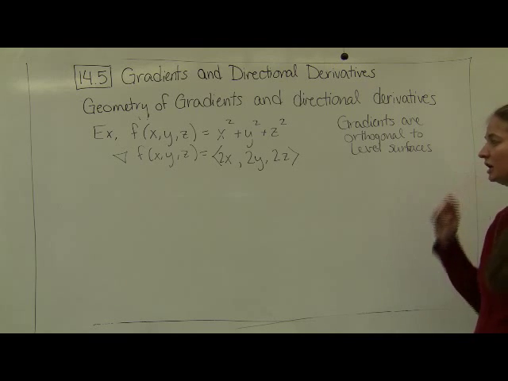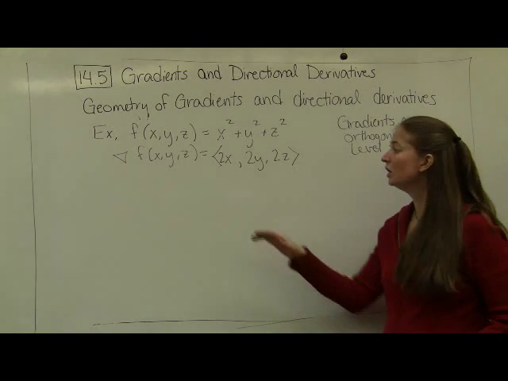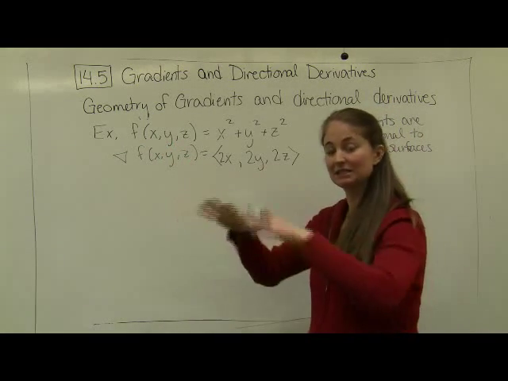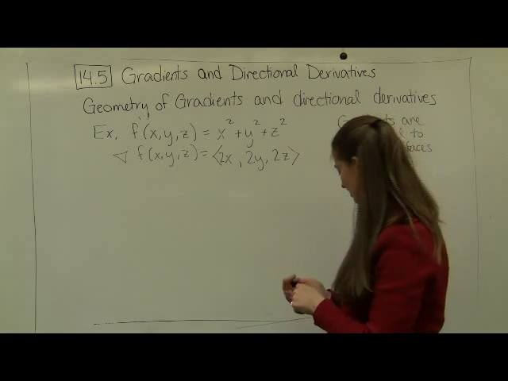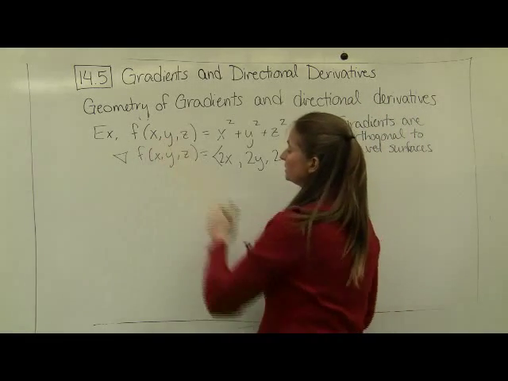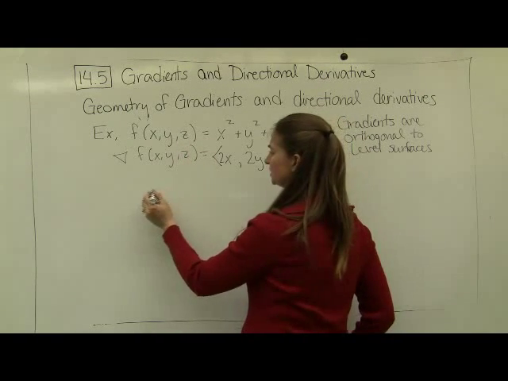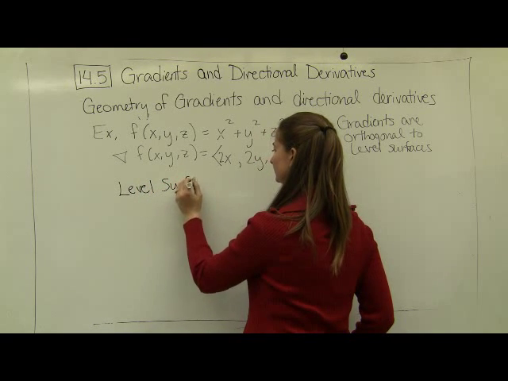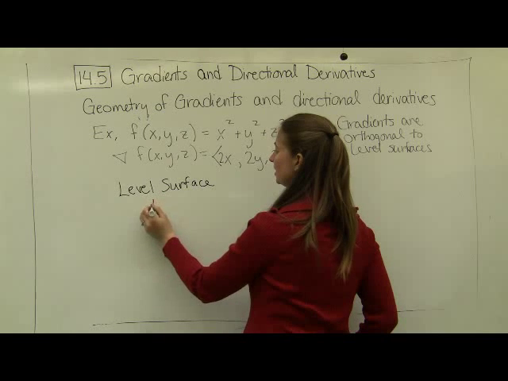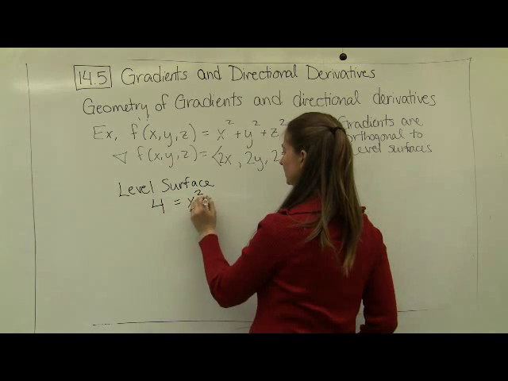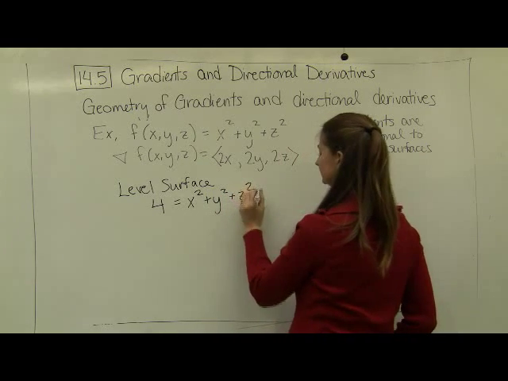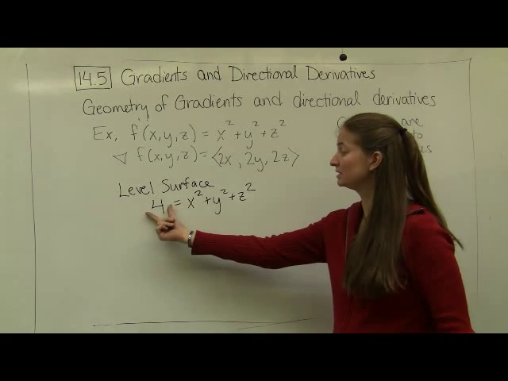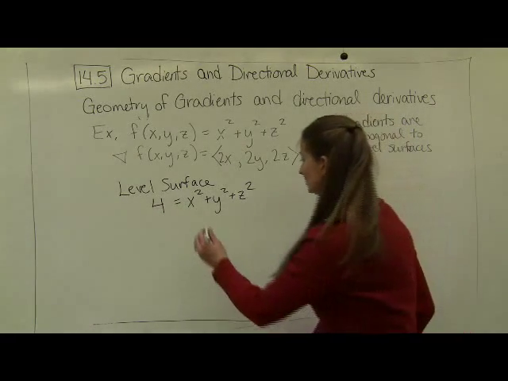So let's recall the geometry of level surfaces. For level curves, we said our outputs are z values equal to a constant, and that gave us nicely shaped curves. We're going to do the same thing here, only this time our outputs are a fourth variable. So let's look at the level surface given by, let's say, 4 equals x squared plus y squared plus z squared. Notice that this level surface is a sphere. It's a sphere with radius square root 4, which means it's a sphere of radius 2.